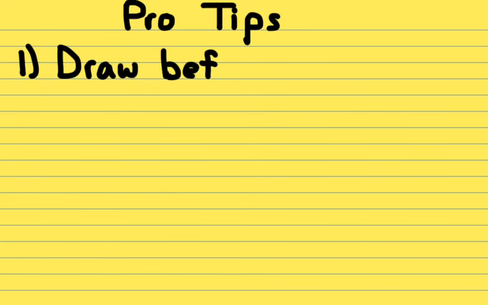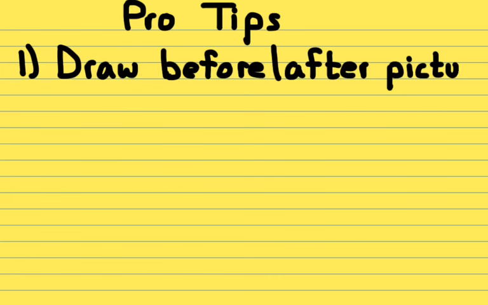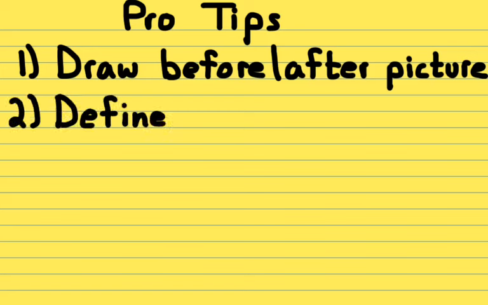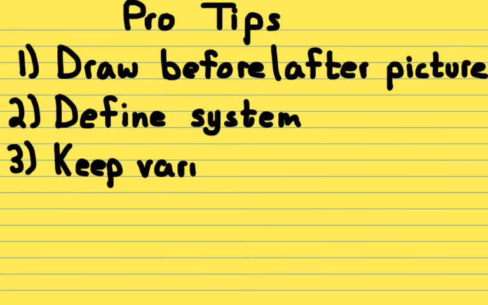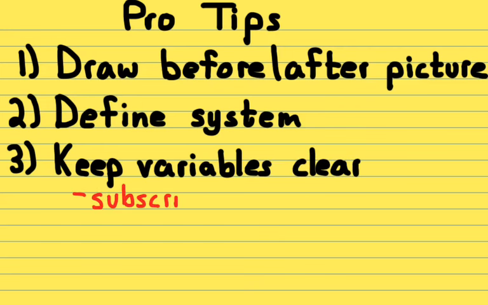Okay, a couple of pro tips to help you understand, because systems can get kind of complicated. First thing, always draw a picture of the system before and after any collisions, explosions, interactions, etc. If you raise your hand during class and ask a question about a problem involving a system and you have not done that, the only thing I'm going to tell you is do that. The second thing is always define what your system is. If there's multiple objects involved, write down what objects are actually part of your system. The third thing is to always keep your variables clear. That's really, really super important.